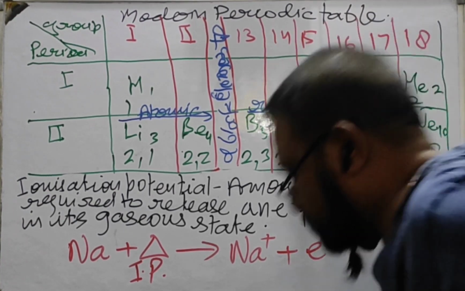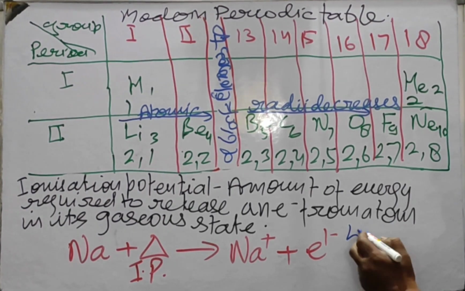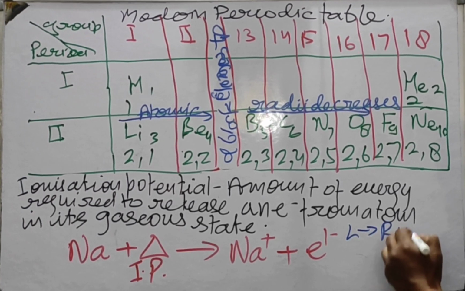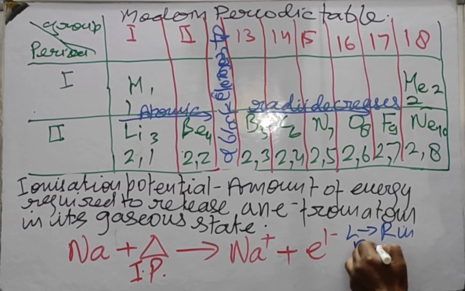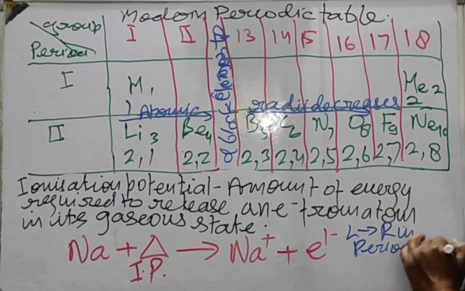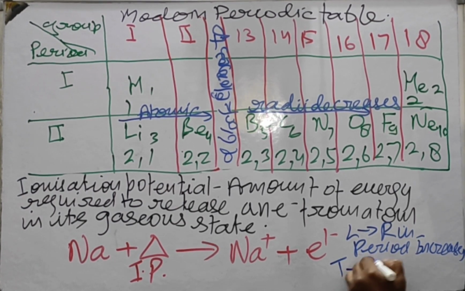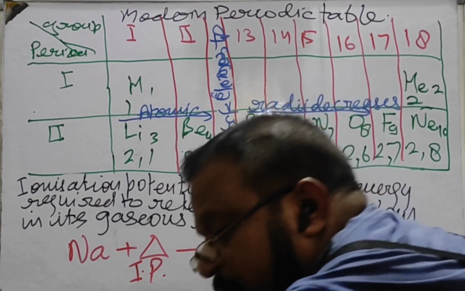What I said? Left to right in a period, it increases, right? And top to bottom in a group, it decreases, right? This is what we have for ionization potential. Should I rub this?